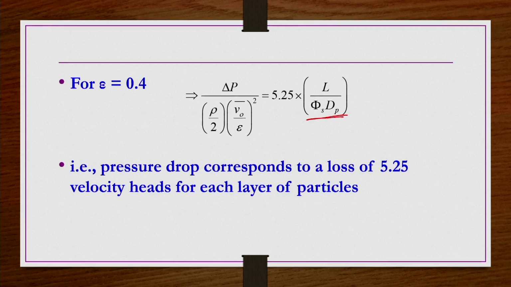This indicates the pressure drop corresponds to a loss of 5.25 velocity heads for each layer of particles, whatever this L by phi s dp is indicating, the layer of particles. So, the pressure drop under these conditions, when epsilon is 0.4, corresponds to a loss of 5.25 times the velocity head for each layer of particles.